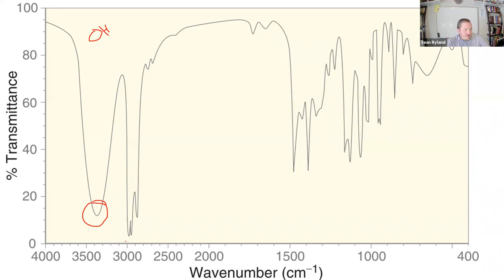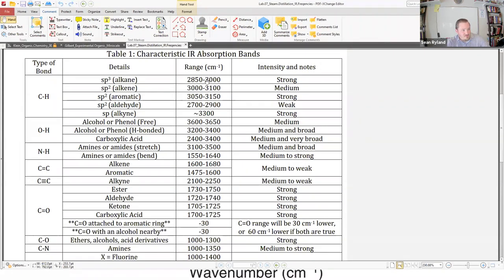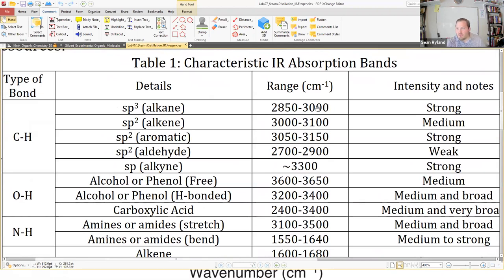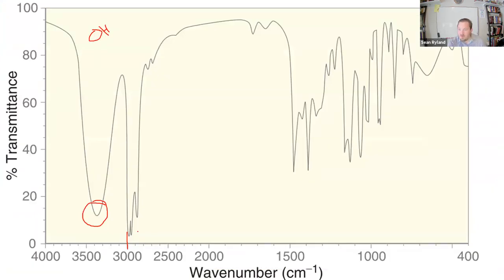And then going from left to right, the next really important piece of information happens right at 3,000 wave numbers. If I go back to that list of frequencies, right at 3,000 is where you had all the carbon-hydrogen bonds. And the carbon-hydrogen bonds, if you look at all of these here, the only ones that show up below 3,000 are sp3 carbon-hydrogen bonds. So if you have peaks that are below 3,000, but right around 3,000, these, at least these ones, and probably all three of those, are sp3 carbon-hydrogen bonds.